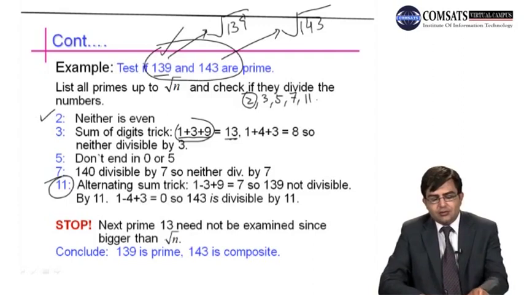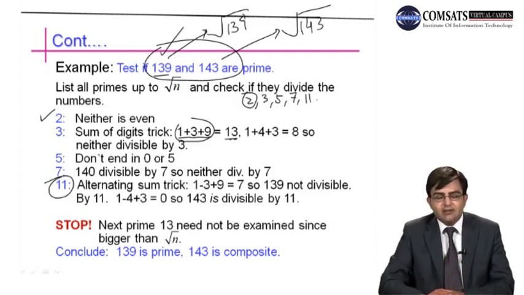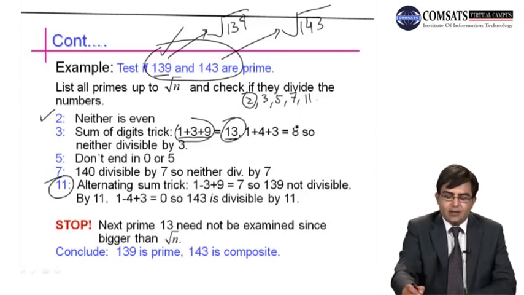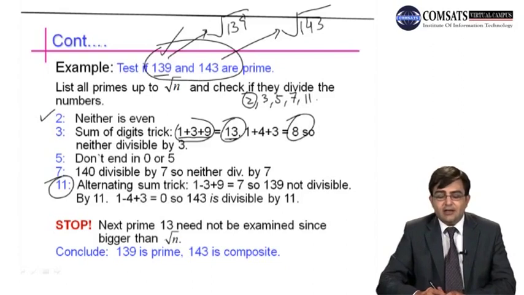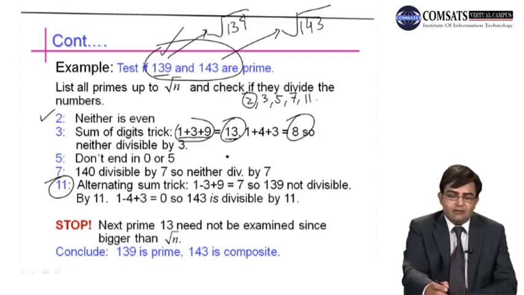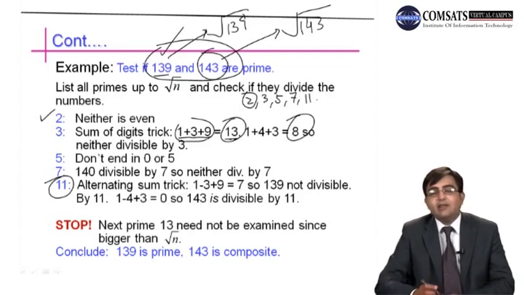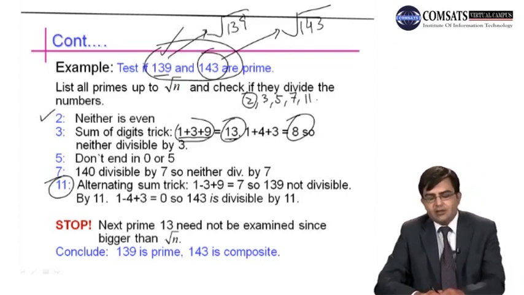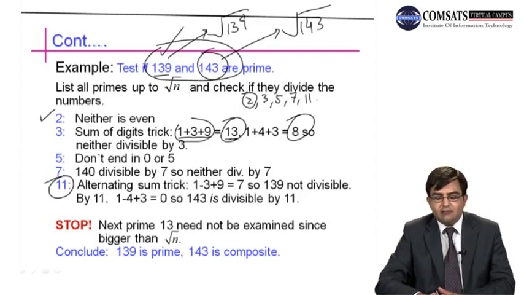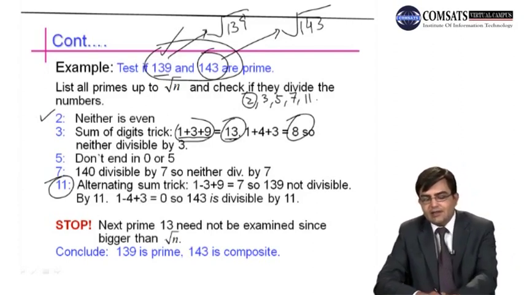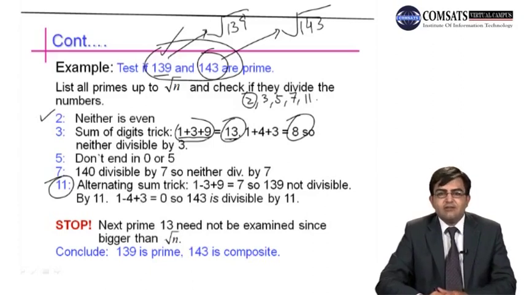So to check whether the given numbers 139 and 143 are divisible by 3, we sum up the digits of 139 and 143. If the resulting number is divisible by 3, then the whole number is divisible by 3. Here, for 139, 1 plus 3 plus 9, and for 143, 1 plus 4 plus 3, this is 13 and 8. Both these numbers are not divisible by 3, therefore 3 doesn't divide 139 or 143.